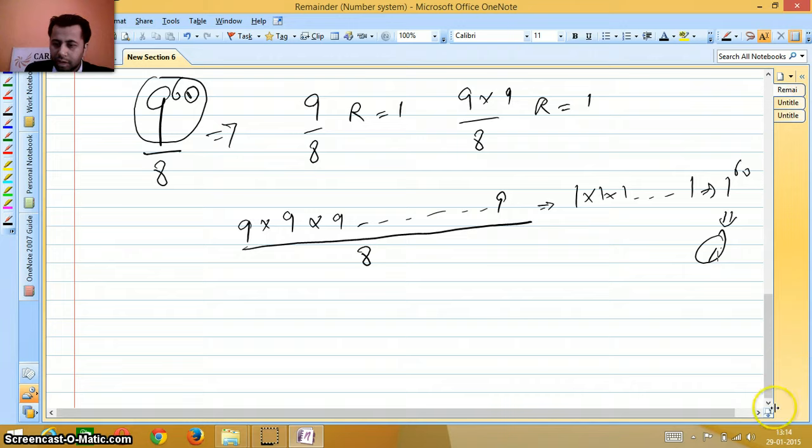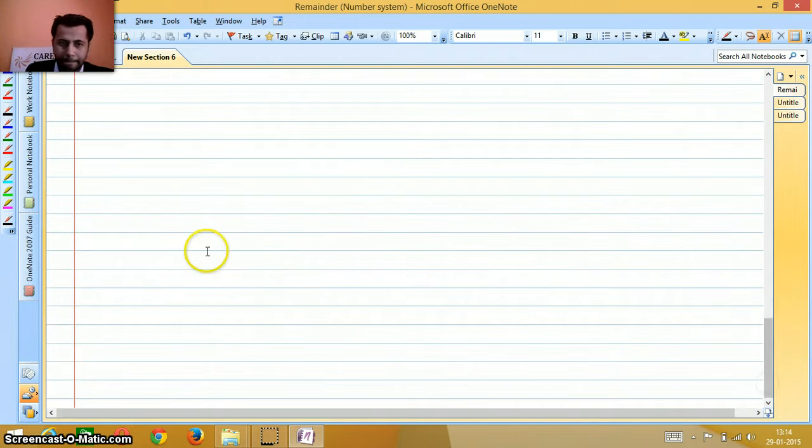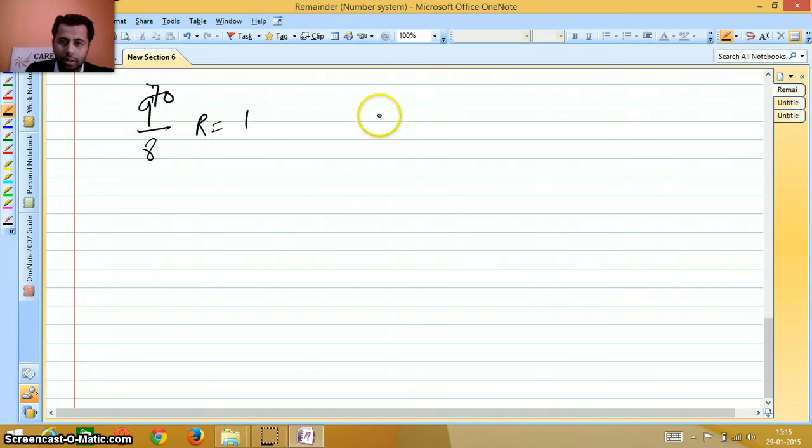Now we'll try this for another number. Let's say we have 9 raised to power 70 to be divided with 8. The remainder would be same, 1. Now if I change the divisor, let's say 9 raised to 60 is divided with 7. What would be the remainder?